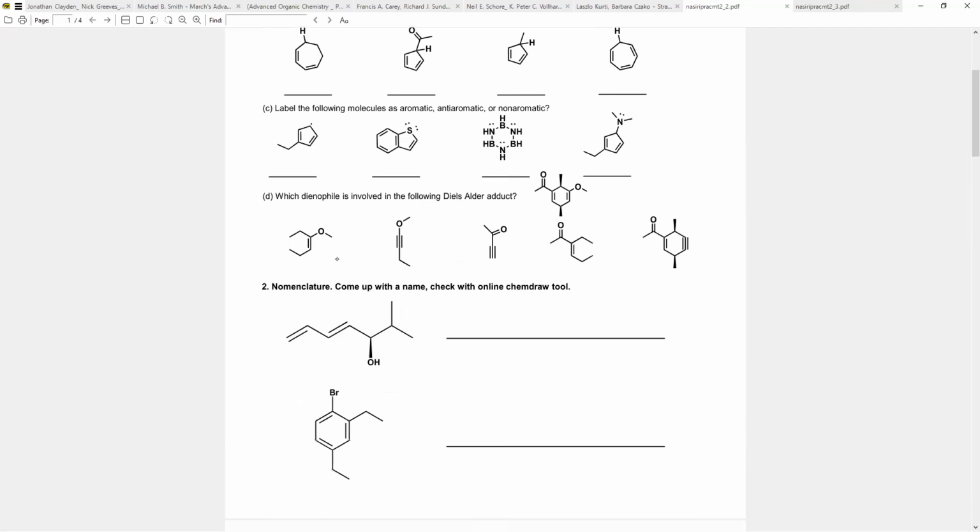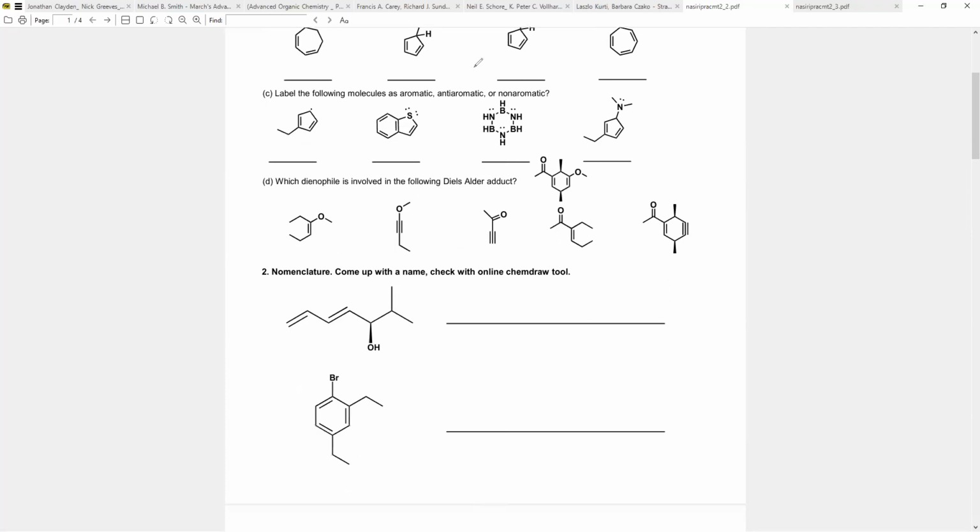D, dienophile involved in the Diels-Alder adduct. So this is a bit of a crazy adduct, and when you look at it, it looks like I made a typo, which is always my goal, is to make things look like typos, because then you realize, oh wow, so they can really get this complicated, huh?